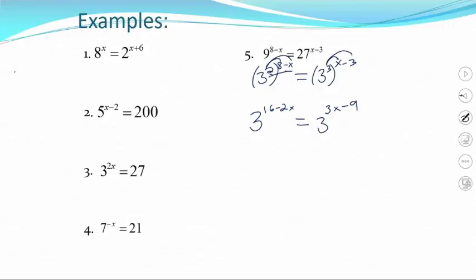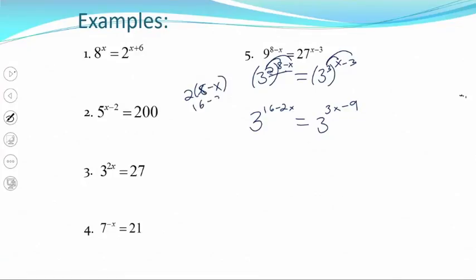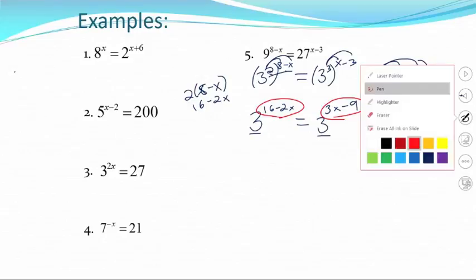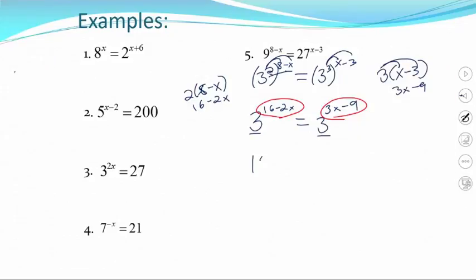And if you're wondering where I got those exponents, remember it's because 2 times 8 minus x equals 16 minus 2x, and 3 times x minus 3 is 3x minus 9. So that's where this came from, if I didn't explain it well enough the first time. But now, if the bases are the same, and they're equal to each other, that's implying that these exponents are also equal to each other. So we'll write that equation. 16 minus 2x is equal to 3x minus 9.